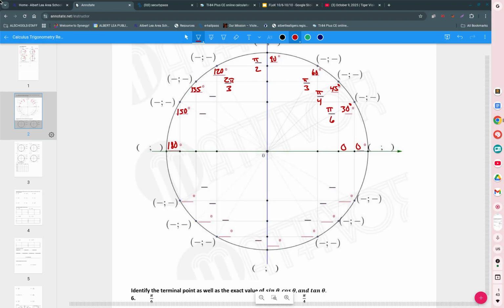What divides evenly into 135 up here? 45. We don't actually take 45 times 3. We just know that there's 3 slices of pizza that fit in that piece, so it's 3 pi over 4. And what divides evenly into 150? 30 goes in how many times? So it's 5 pi over 6.